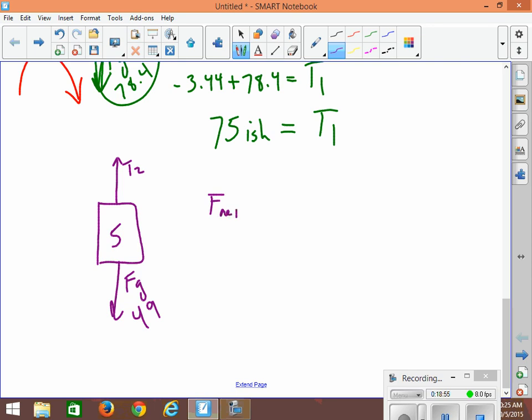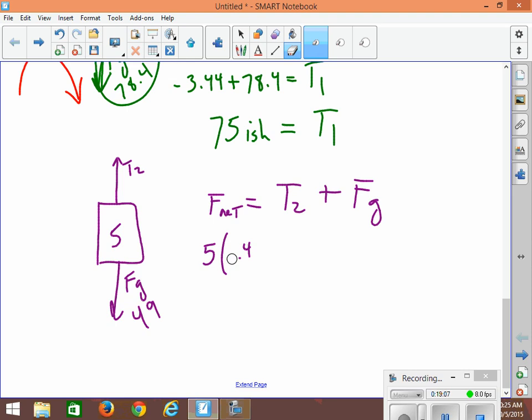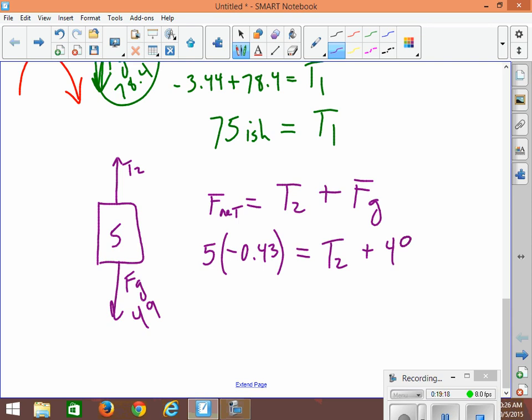F net equals T2 and gravity. That's all there is. So we have m 5, 0.4, oh, I better put the negative, leave room for the negative in there. Negative 0.543 equals T2, and in this case, plus 49 newtons. This is what I was trying to say before. Now it makes sense. Remember, this looks like it's down, but it's clockwise motion. So we leave it as 49 positive.